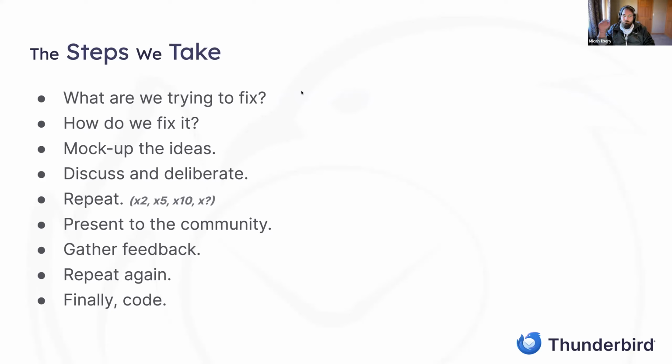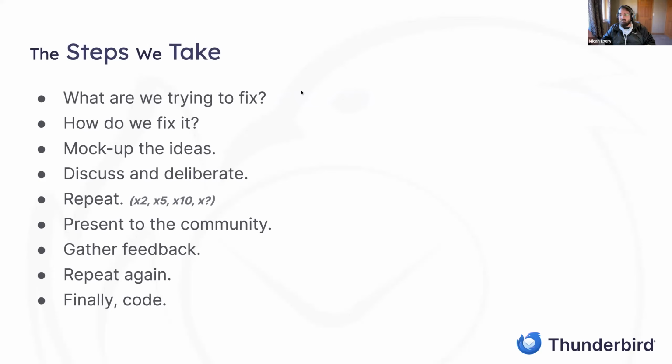Then we take that, we do mock-ups and wireframes and all that. We rough out our ideas on how we think we could fix it. Then we take that to the design team, we discuss, we deliberate, we do that all over again several times, 2, 5, 10 times, whatever, until we come up with a consensus that we're ready to share it with the community and get their feedback. We present what we think is a good solution, and then we get the community's ideas on if that's actually the case.